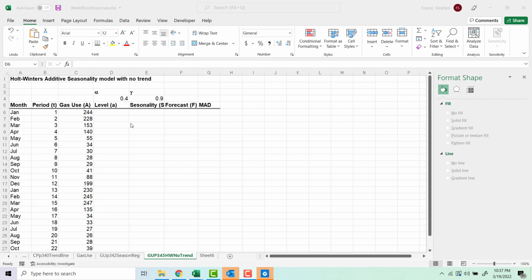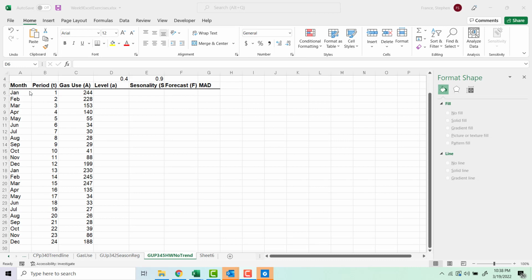Okay, so this is one of the Holt-Winters models. This is the additive model with no trend. And I'm just going to work through this as one of the book examples. So just have a look at our data.